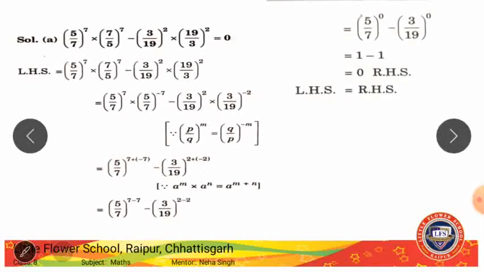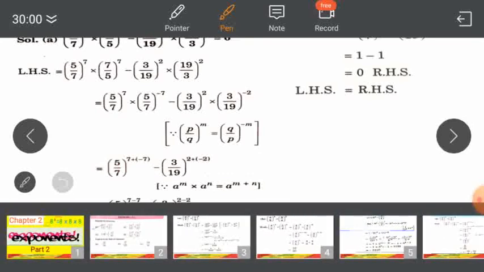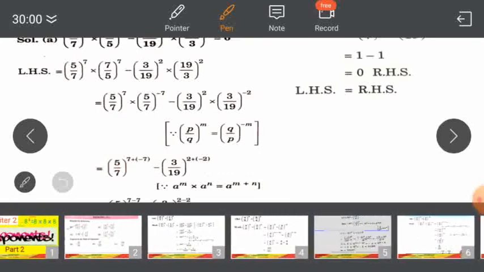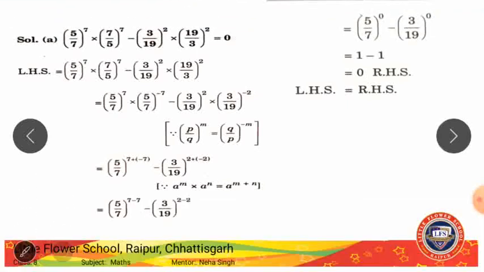Now moving on to the third question. Let us see what the third question is. We need to solve. The question given is proof. You need to prove that this LHS equals the RHS. So first we are going to solve the LHS. Let us see what we are going to do.